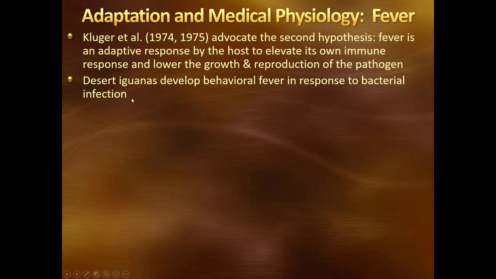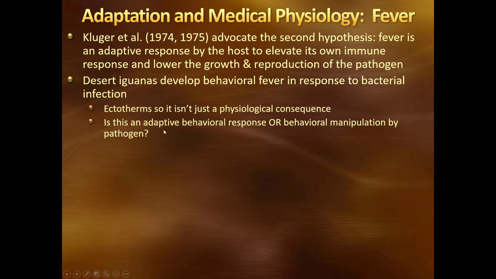When we look at the physiological mechanisms in the iguanas, one thing to keep in mind is that they're ectotherms. In this case, when we look at fever in this ectotherm, it's a behavioral fever. They are essentially choosing certain environments to allow their temperature to rise. So it's not just a physiological consequence of the fever. They are seeking out environments that allow their body temperature to go up. Is it adaptive? Is an iguana seeking out a warmer environment when it's ill?